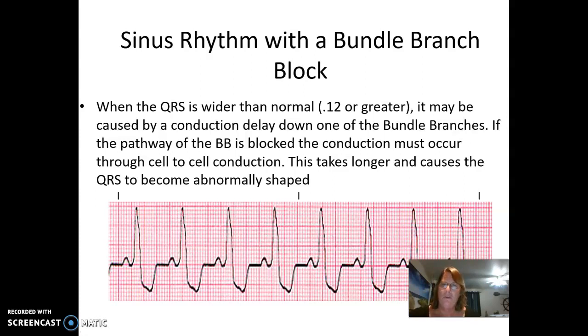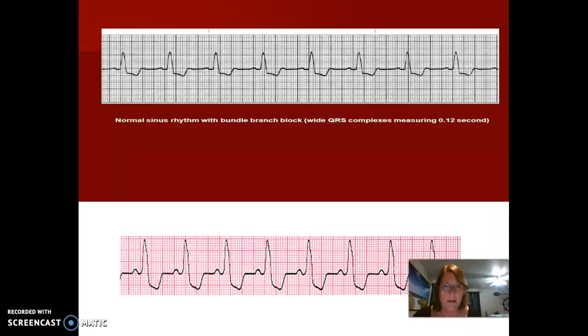So we need to make sure we're understanding that this would be a sinus rhythm with a bundle branch block. That ST segment and T wave change is part of the bundle branch block. I would not look at this strip and say I have a sinus rhythm with ST segment depression and T wave inversion, because that's not what I have. I have a bundle branch block.